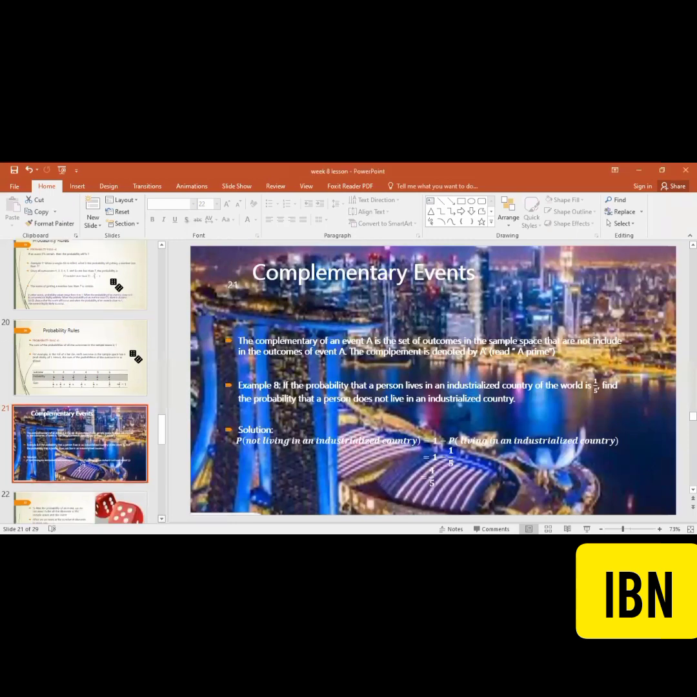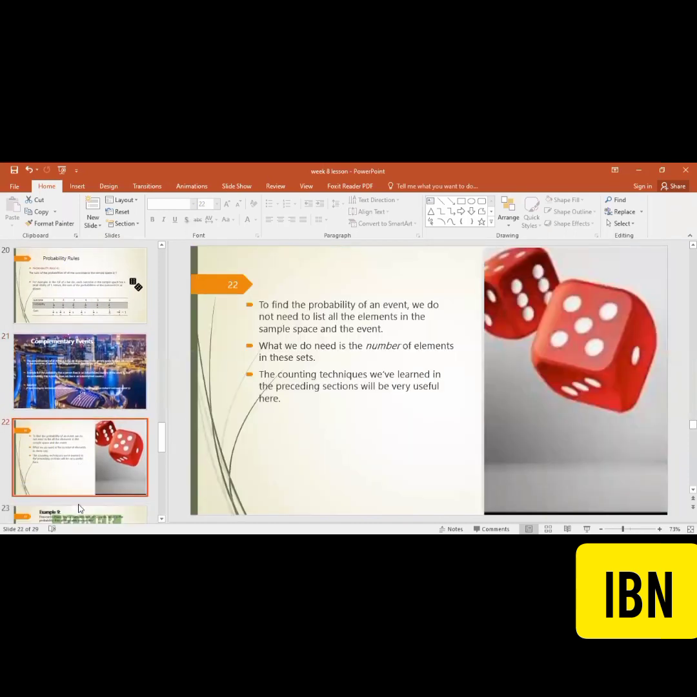Similarly, these are some important points: to find the probability of an event, we do not need to list all the elements in the sample space and the events. Exhaustive listing we sometimes don't want. What we do need is the number of elements in these sets. We are interested in the number of elements. The counting techniques we have learned in the preceding section will be very helpful here. So counting techniques, we should have an idea.